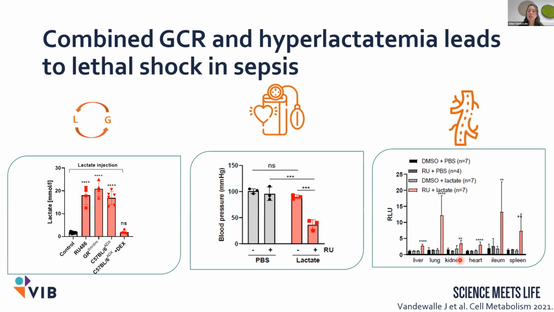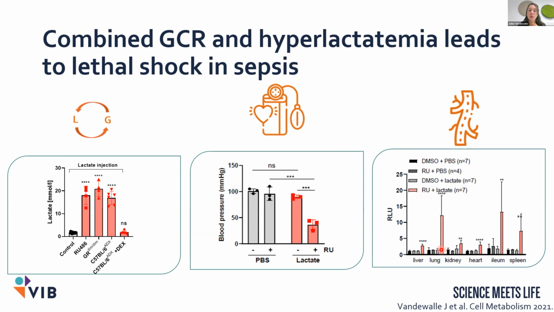But when lactate was injected in mice which have been pre-treated with RU486, we can see an increased vascular permeability in all the organs tested. And the same results were obtained in GRdim animals injected with lactate.